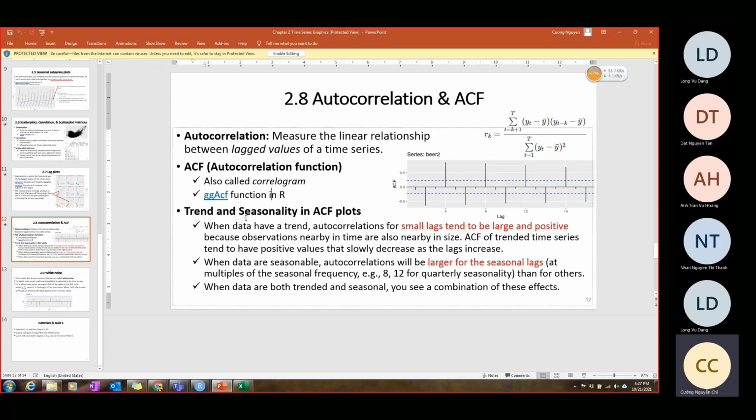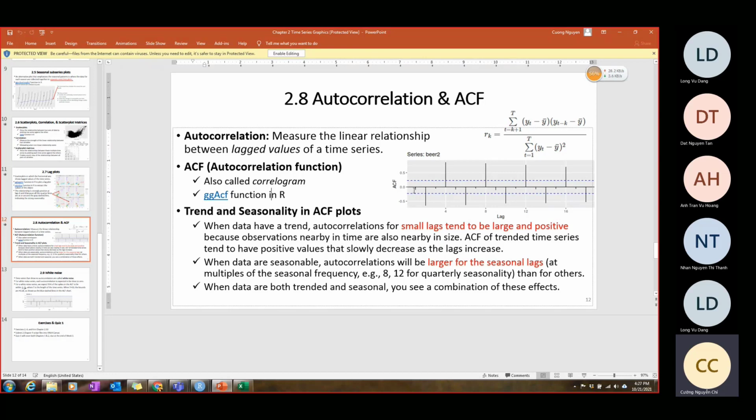With this one, we can see some things. First of all, in this graph, this is lag 1, this is lag 2, lag 3, lag 4, lag 5, lag 6, lag 7, lag 8. And you can see over here what it means. For example, lag 1 has a negative value, right?